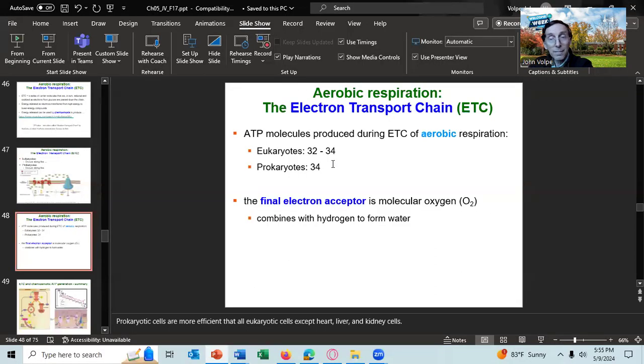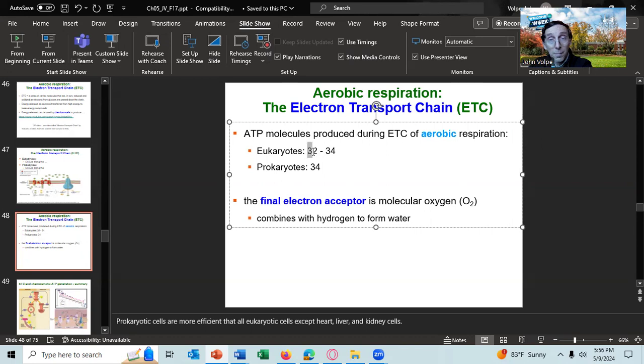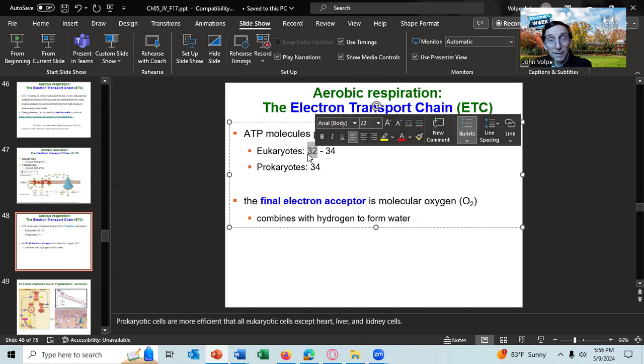The heart, the liver, and the kidney cells of humans can generate 34 molecules of ATP per molecule of glucose. All the other cells in our body, such as your skin cells, your muscle cells, your bone cells, can only generate 32 molecules of ATP per molecule of glucose. Why do you think your heart, your liver, and the kidney are more efficient than your stomach cells or your skin cells?